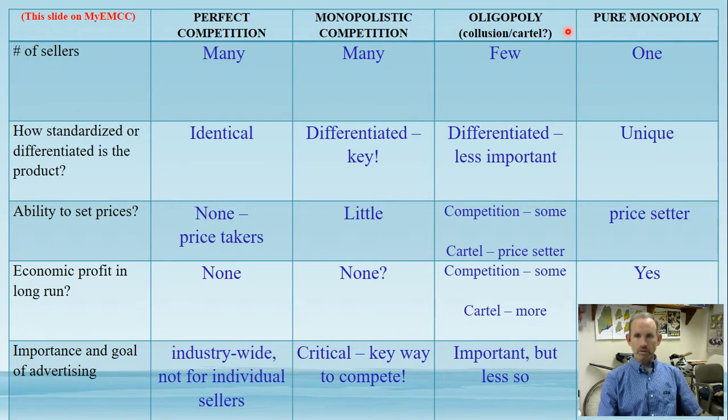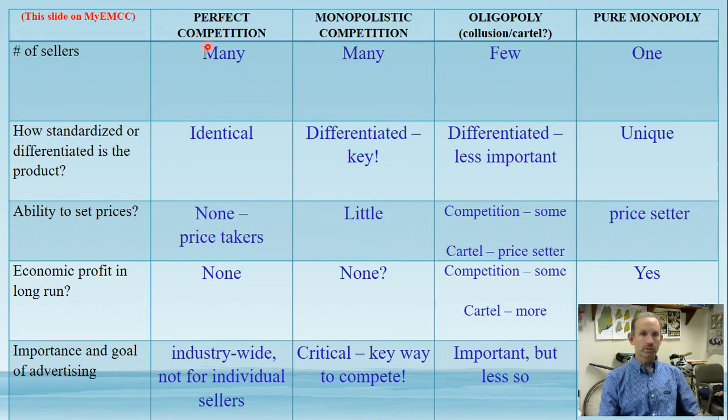So we have the four market structures across the top, and certain characteristics of markets down the left-hand column. Number of sellers is one way to start to narrow down a market structure. On the last test, I'm going to give you examples of some real-world markets and ask, is this perfect competition, monopolistic competition, oligopoly, or pure monopoly? So this slide is intended to help you figure out what market structure really exists in a certain market. You can start by looking at the number of sellers.